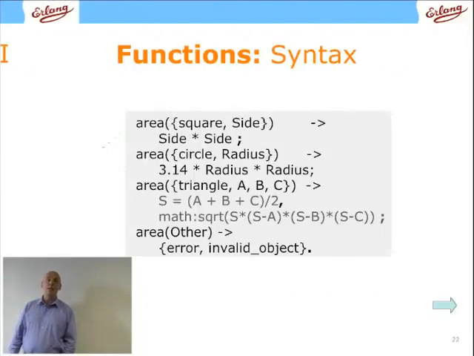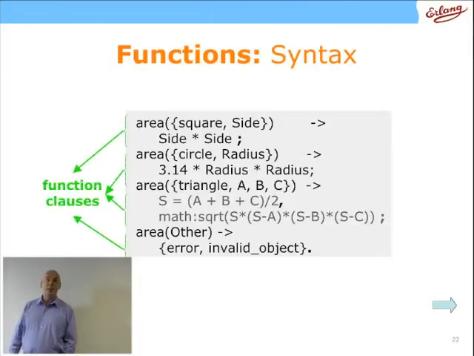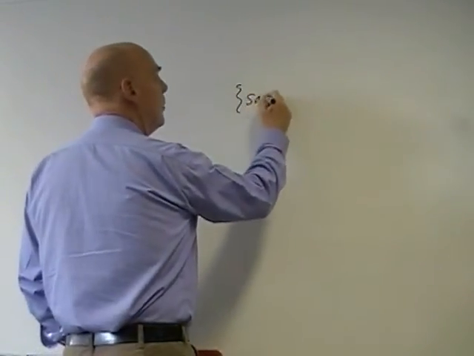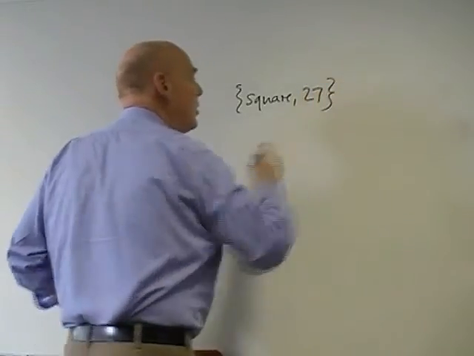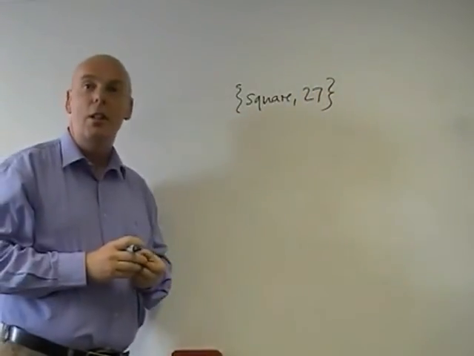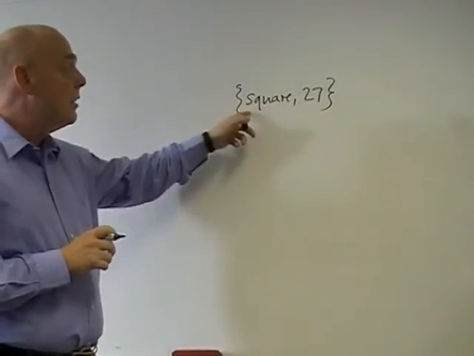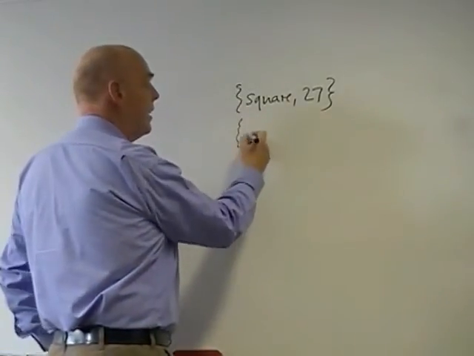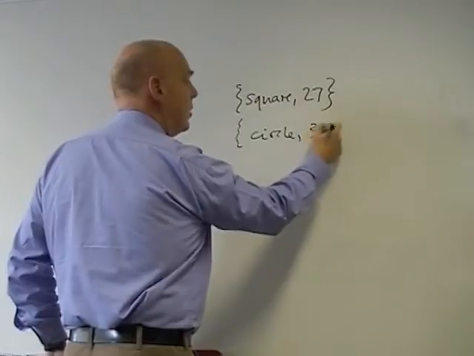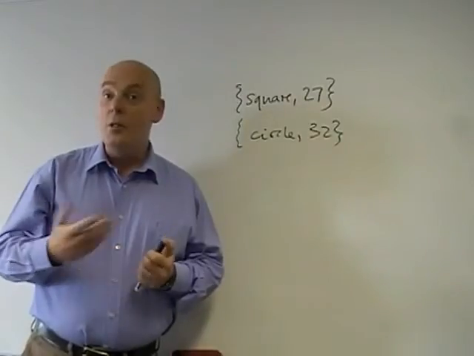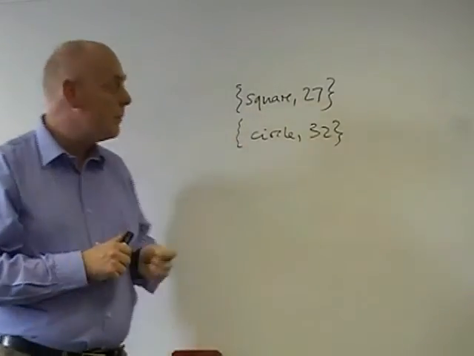Let's start off with looking at an example of a function definition. This is a function to calculate the area of a geometrical figure. And if you remember, a few slides ago, we talked about representing data. So we said that we would often use a tuple where the first atom in the tuple would say what sort of data we had. So for example here, we're saying a square of side 27 is represented by this sort of data. And a circle of radius 32 would be represented thus. So those are examples of the sort of data that feed in to a function like this.